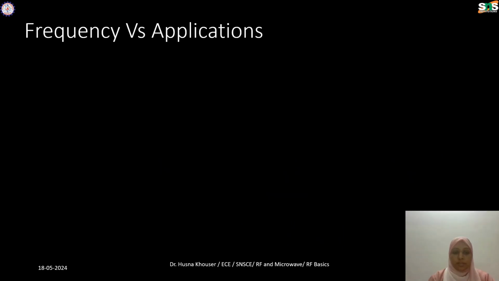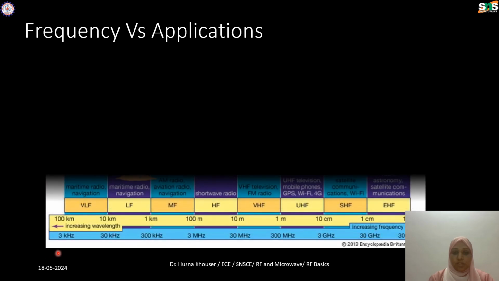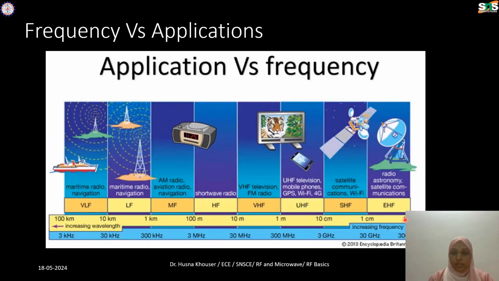Here you can see frequency versus application, ranging from low frequency to extremely high frequency, which is 3 kHz to 300 GHz. The intermediate frequency range is what you use in day-to-day applications like TV, cell phone and broadcasting, which all fall in the intermediate range of 300 MHz to 3 GHz. Satellite communication ranges from 30 GHz, and for radio astronomy we use 300 GHz. We'll see the next slide.